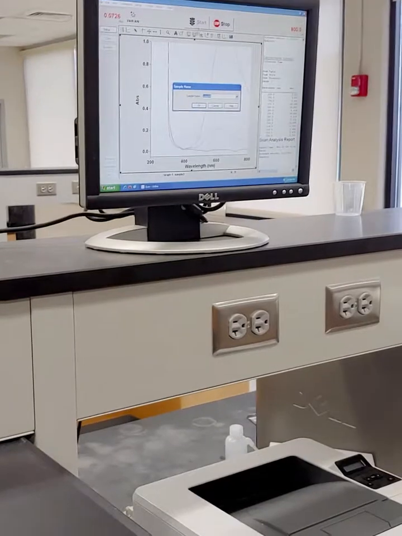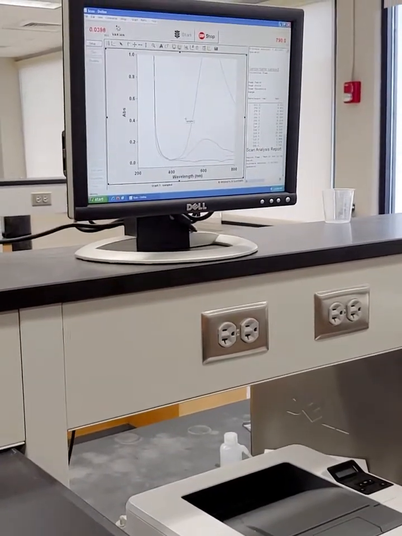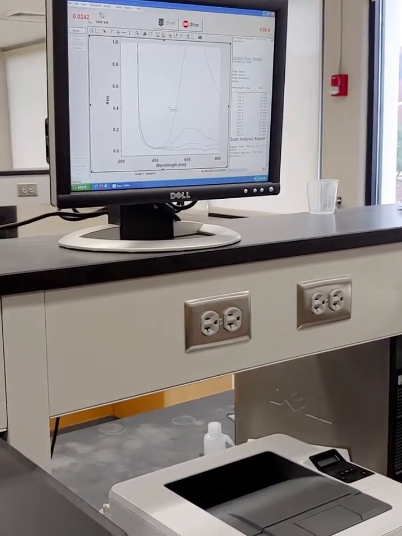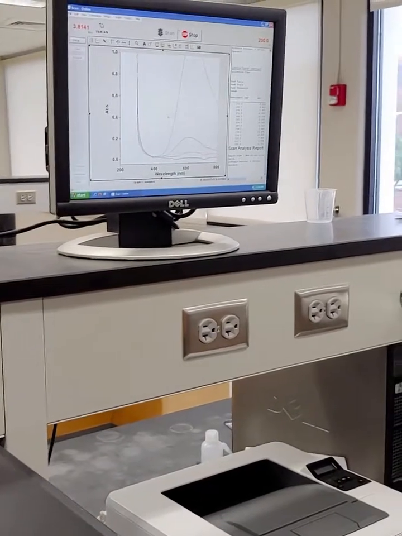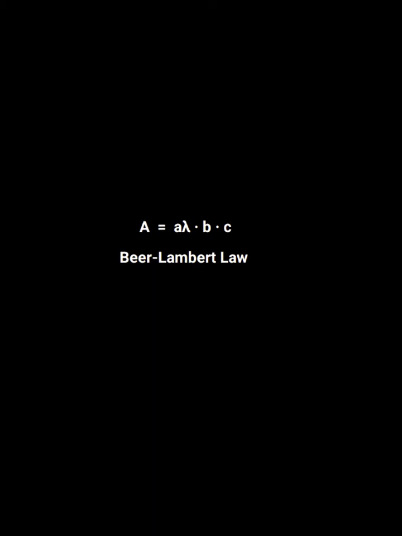Beer-Lambert law represents the linear relationship between absorbance and concentration. The equation seen on the screen is Beer-Lambert law, where the capital A is the measured absorbance, the lowercase a with subscript lambda is the wavelength-dependent absorptivity coefficient, the b is the path length, and c is the analyte concentration.